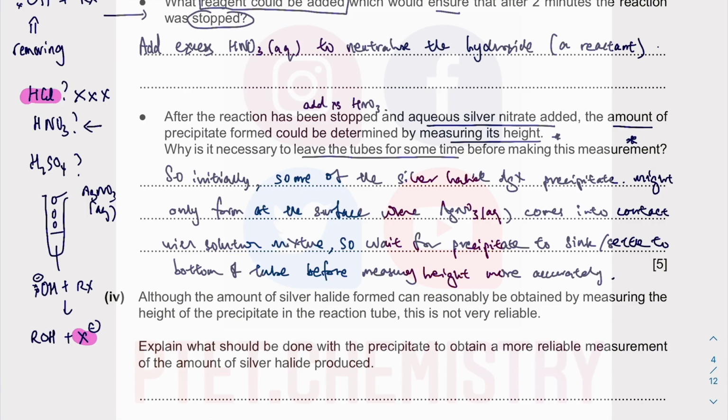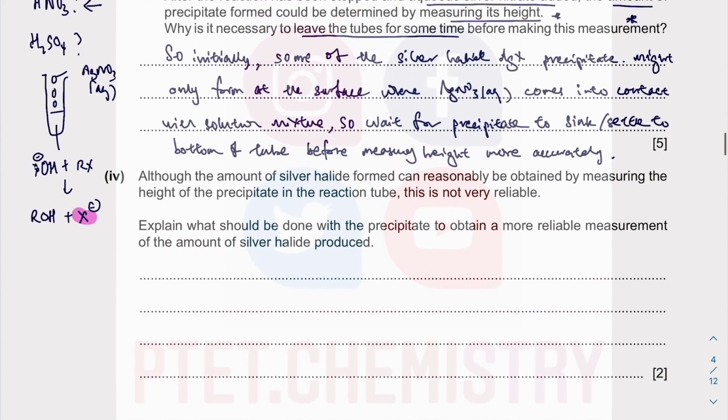Because you might get some precipitate on top, but you get some empty layers of the colored solution, but your precipitate will eventually sink. You leave it for some time, all of them will sink. So next bit, although the amount of silver halide formed can reasonably be obtained by measuring the height, it is not reliable. What should be done with the precipitate to obtain a more reliable measurement?